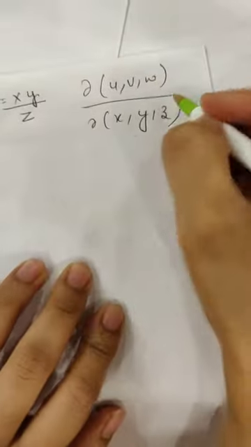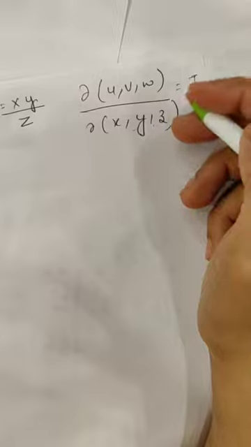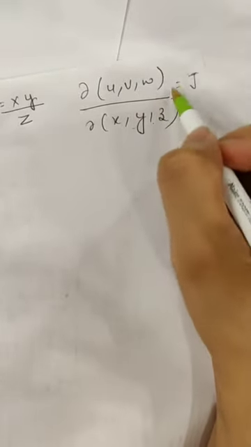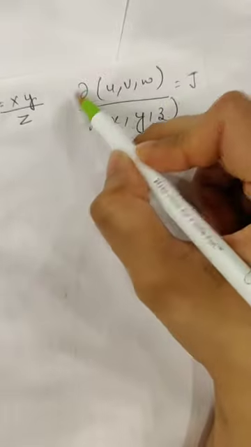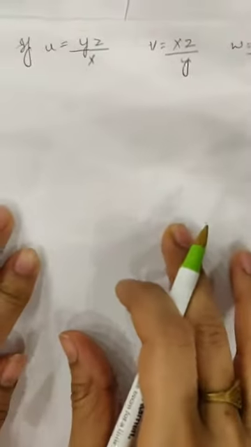They may also ask you to find the Jacobian of uvw with respect to xyz, or in other words, they would give you an answer and say, show that this thing is equal to that answer. So basically you just have to take out the Jacobian. So let's apply that method again.